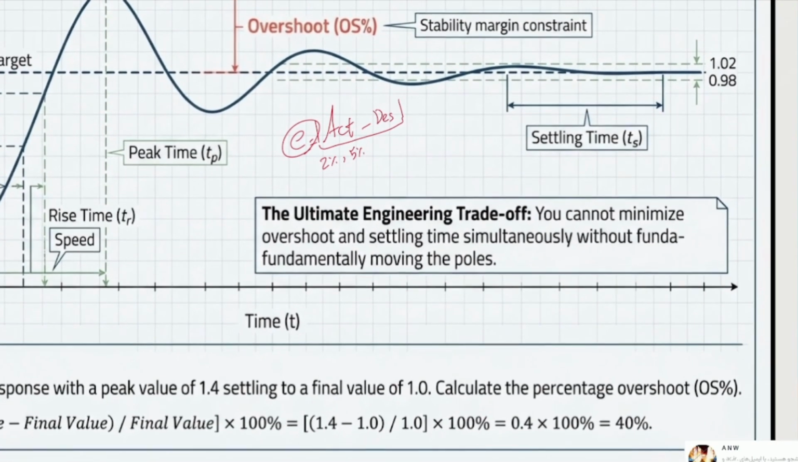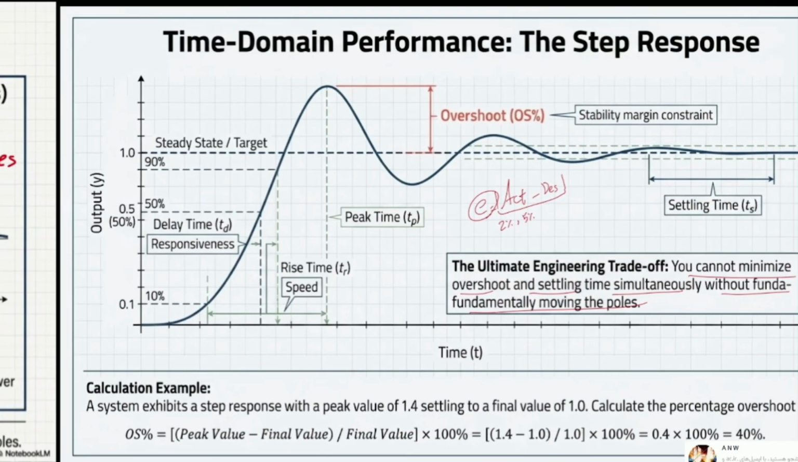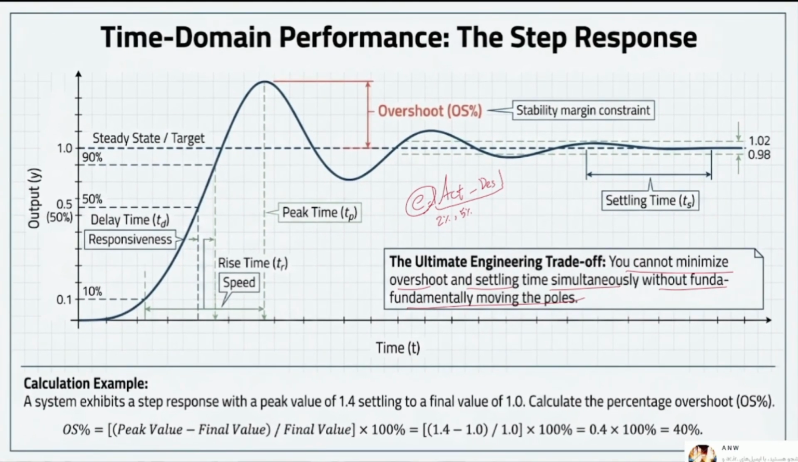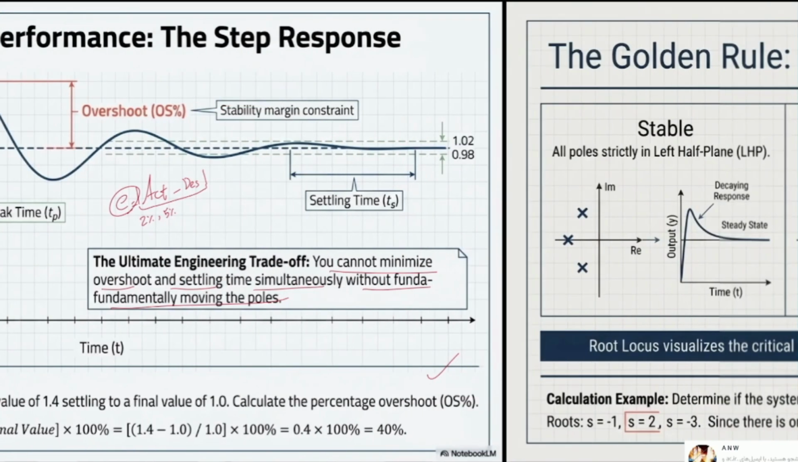So at this point, you have to consider the trade-off. Obviously, you cannot minimize the overshoot and settling time simultaneously without fundamentally moving the poles itself. So while you're trying to design a system, obviously you cannot have everything that you need at the same time. At some point, you need to make sacrifices, but you also have to look at your system to see at what point is going to be the best for yours. At this point, I'll put some examples over here. You already have an answer and you can just read it out.